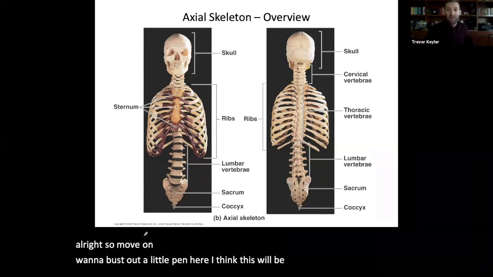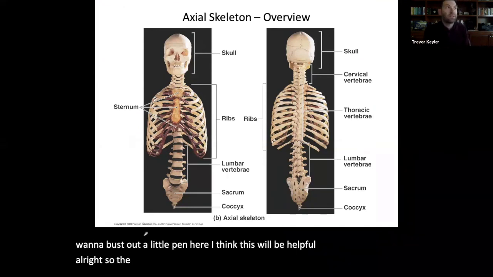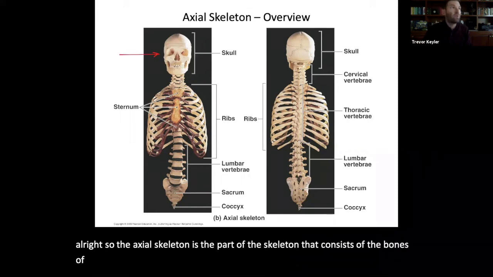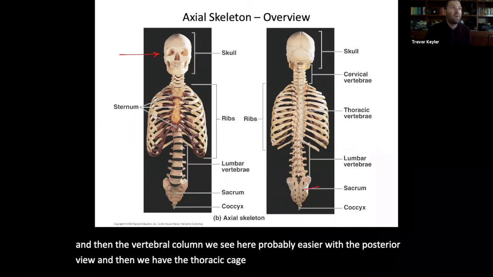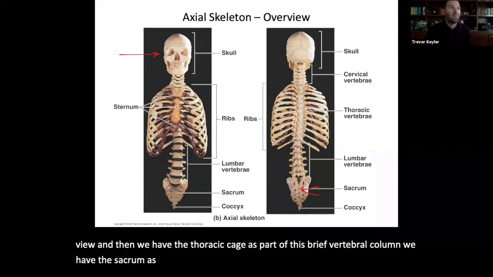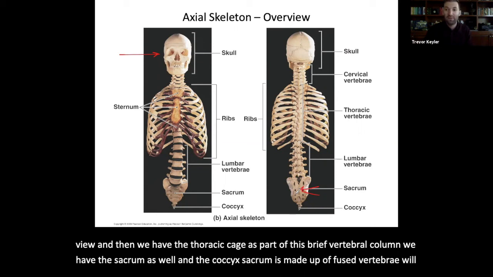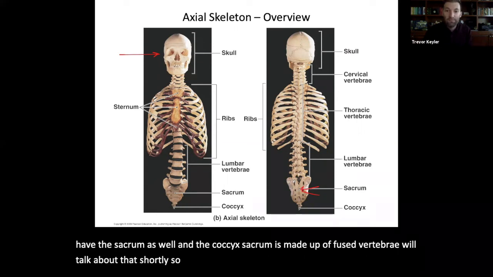All right, so the axial skeleton is the part of the skeleton that consists of the bones of the head, and then the vertebral column, which we see here, probably easier with a posterior view, and then we have the thoracic cage. As part of this vertebral column, we have the sacrum as well and the coccyx. The sacrum is made up of fused vertebrae. We'll talk about that shortly. So this is your axial skeleton. Here we have both an anterior and a posterior view.